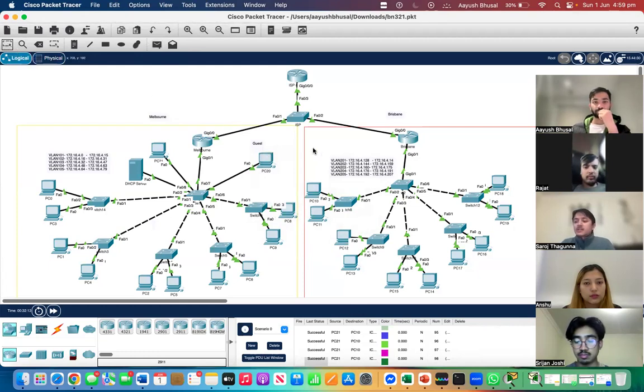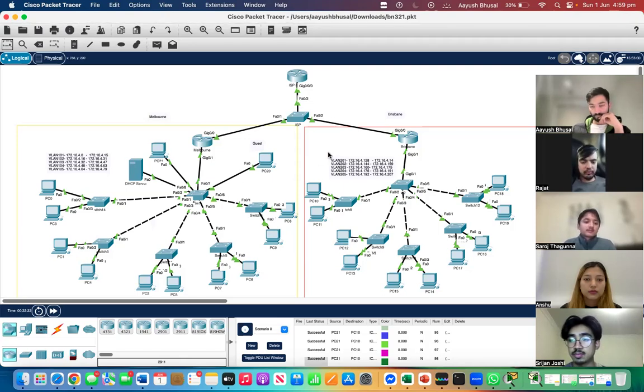So basically network address translation limits access from public parties, whereas from the private sector, in the Melbourne department, we can easily send messages to public servers without any limitation. To talk more about VLAN, I would like to call Srijan on the screen.